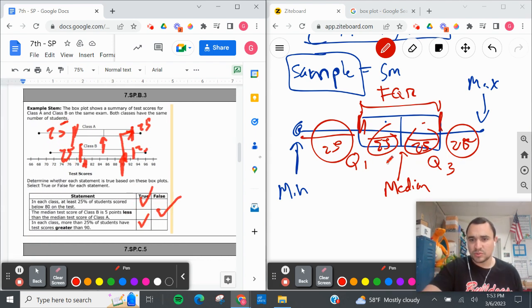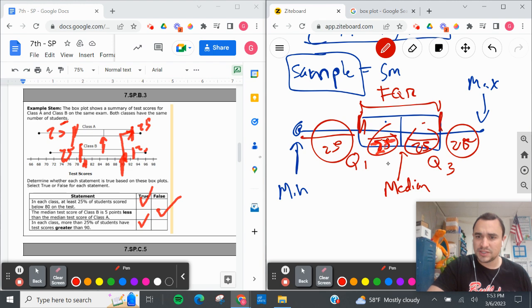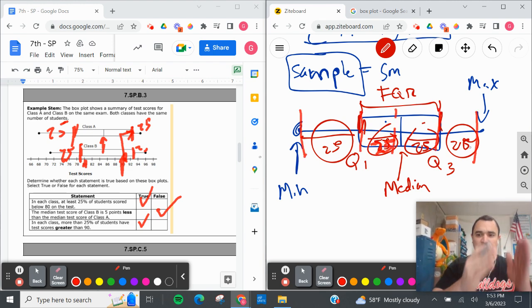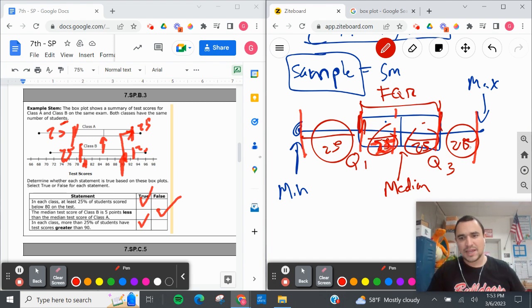So again, if you have these notes over here, each section is like a piece of the 25, 25, 25, 25. And then this is the middle number. The median is the middle. Then you know what to do. Moving on to the next one.